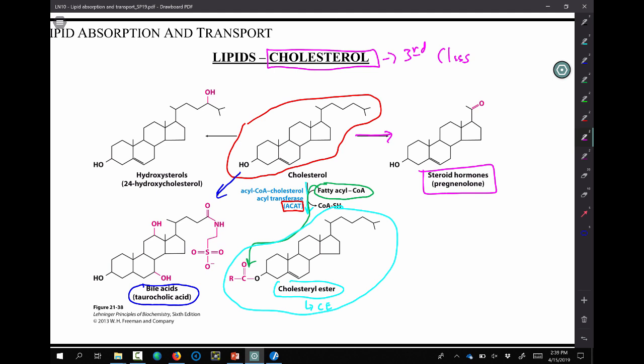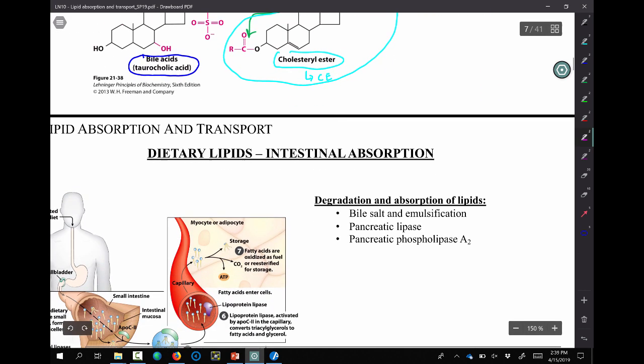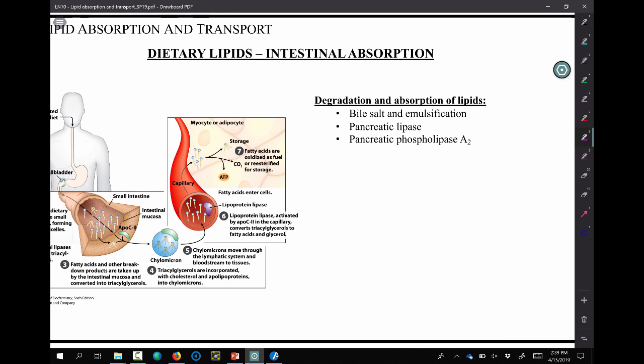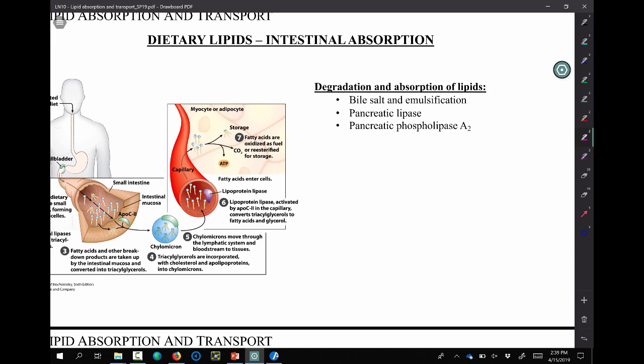So, but here's what I'm going to do. Because you think that, I'm going to stop right now. Okay, I'll give you 10 minutes. Use your extra 10 minutes. Okay, we'll come back on Friday and we'll start talking about absorption and transport of lipids. Okay, so 10 minutes off for today. I will see you on Wednesday for the exam. Okay. All right.